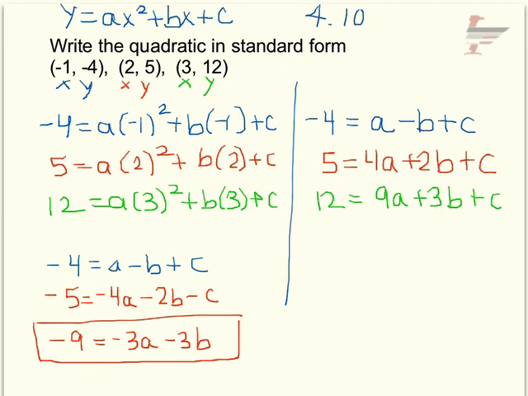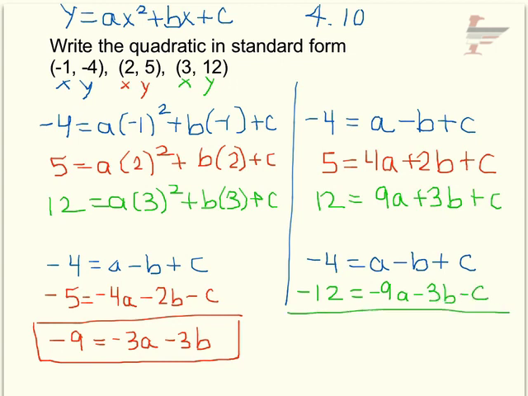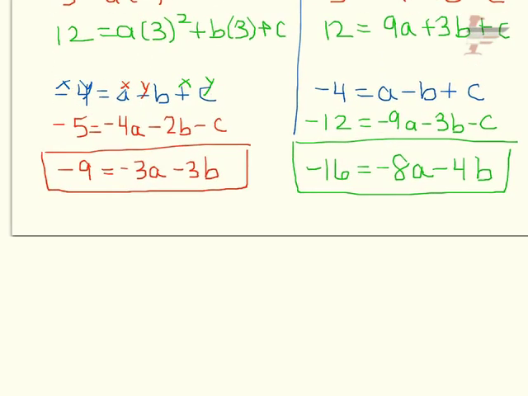Then I'm going to put my blue equation with my green one, and I'm going to negate all of my green. So everything will be negative, and then when I add those together, I get negative 16 equals negative 8a minus 4b, and my c's are gone. And now I have a system of equations again, but with two variables, a and b. So I'm going to put those together.